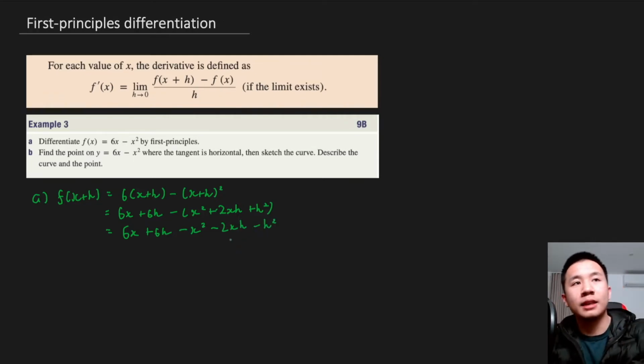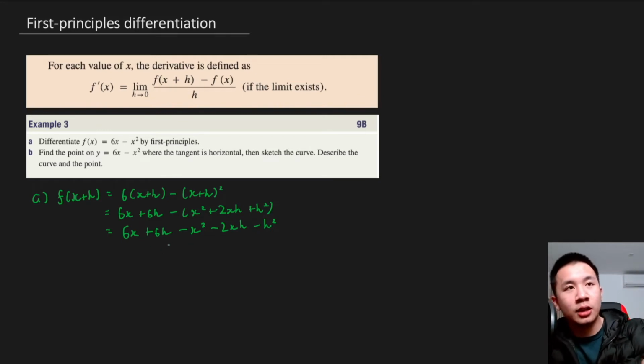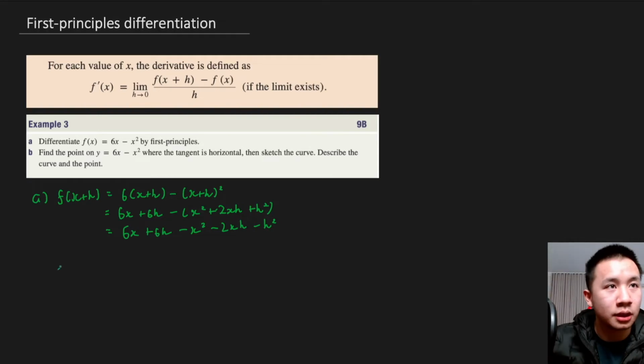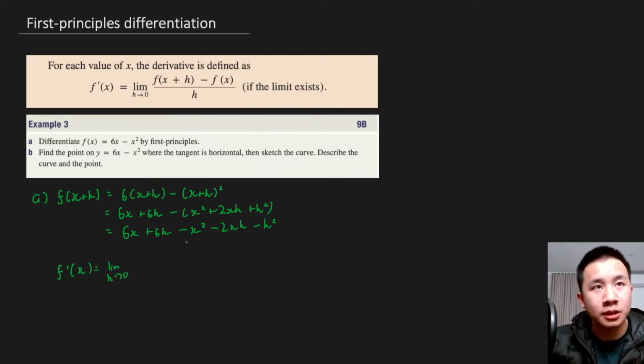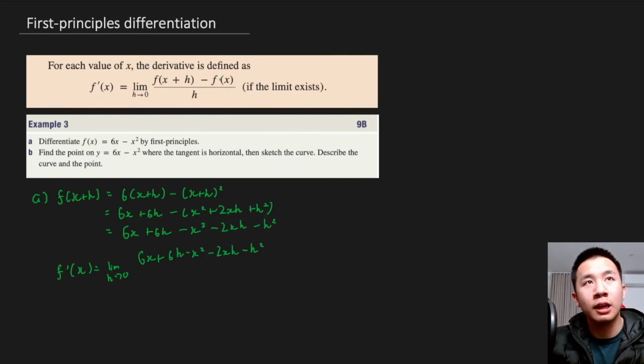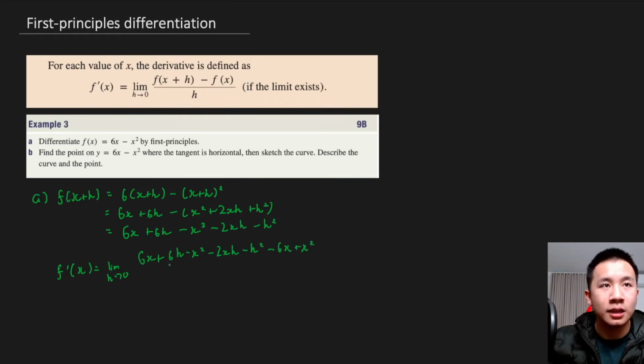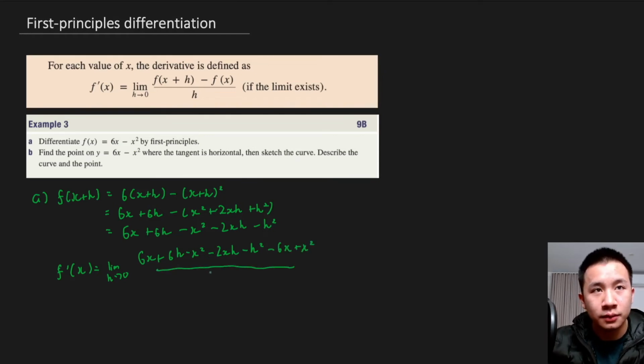All right. And since we have this f of x plus h, I can sub it back into this original formula right here to find the derivative. So we have f dash x is equal to the limit as h approaches 0. And then I'm just going to sub in f of x plus h. And then I'm going to minus the original function, which is this thing right here. So that will give you this, and then you divide everything by h.